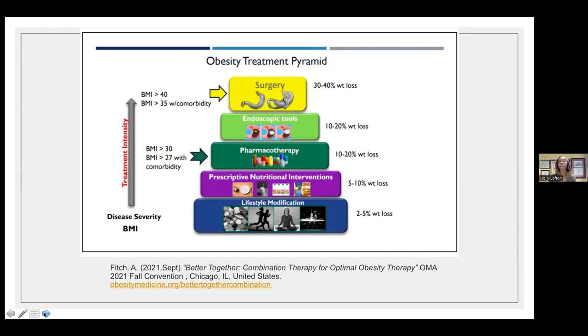And I want to point out, if the patient has obesity, it doesn't mean that they're not practicing lifestyle modification. It means that lifestyle modification is not working for them. So we should give them that recommendation, but also consider stacking therapy.